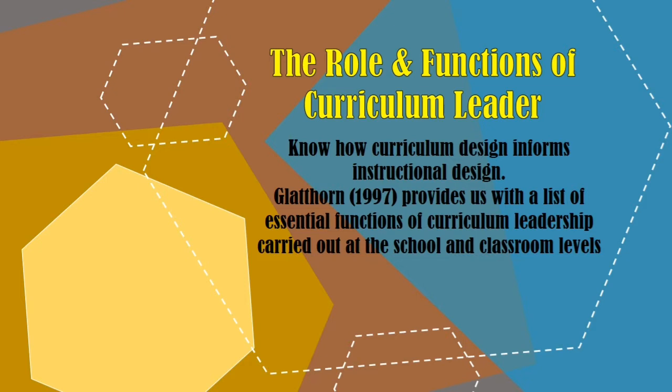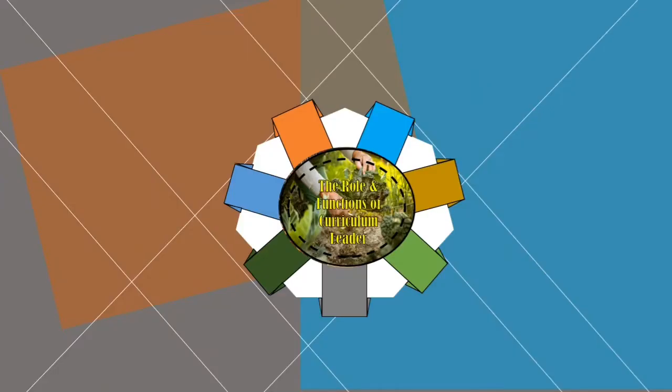Or in short, it is the entire process of analysis of the learning needs and goals, and the development of a delivery system in order to meet those needs. And with this, Blackthorne in 1997 provides us a list of essential functions of curriculum leadership that is being carried out at the school and at the classroom levels. Now we have the roles and functions of curriculum leader.